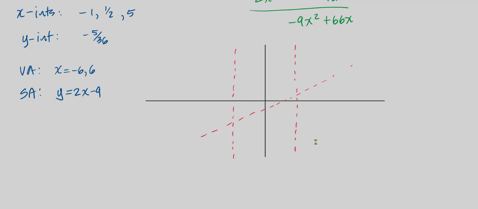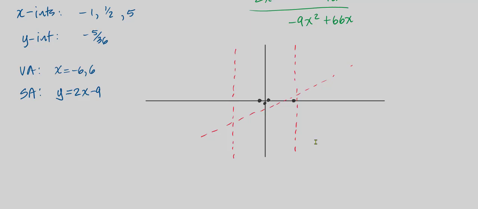Let's put in our intercepts. -1, it's roughly right there. 1/2 is roughly right there. 5 is in between here and there, in between 4.5 and 6. Our y-intercept is real close to the x-axis. It's right in there.